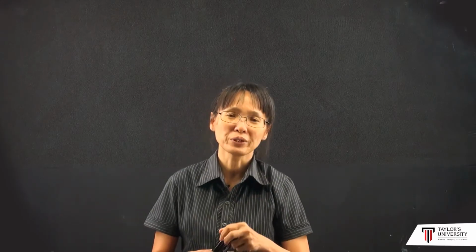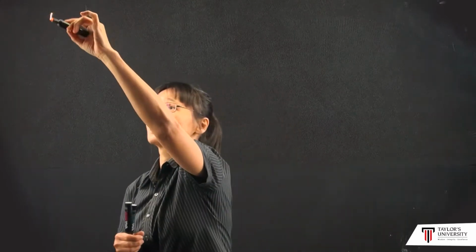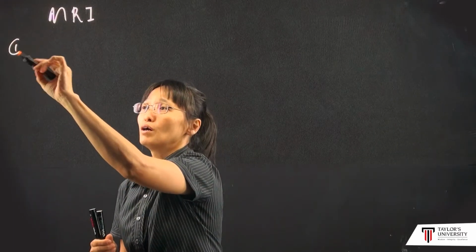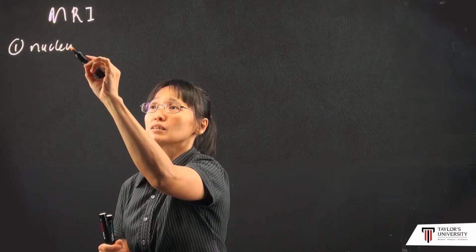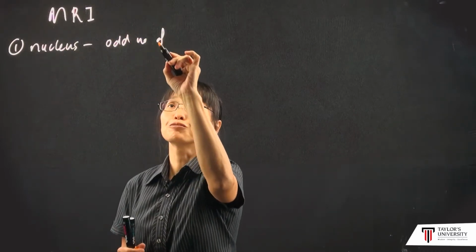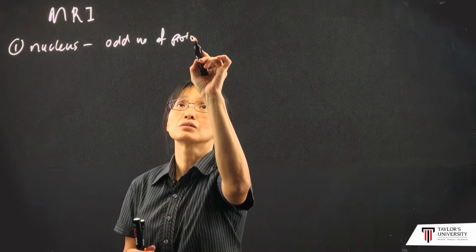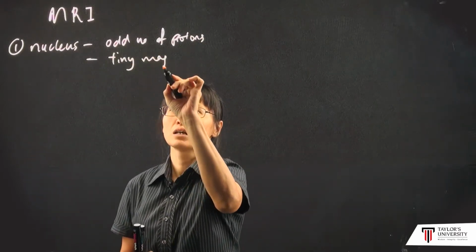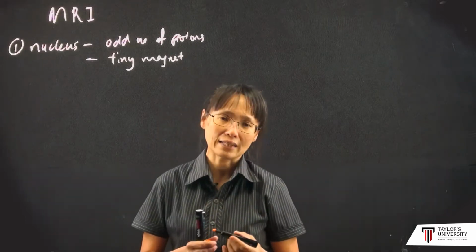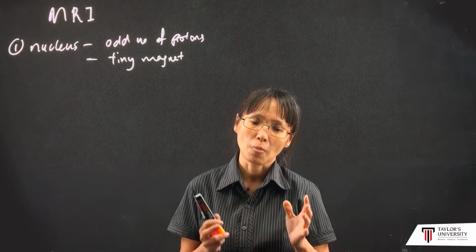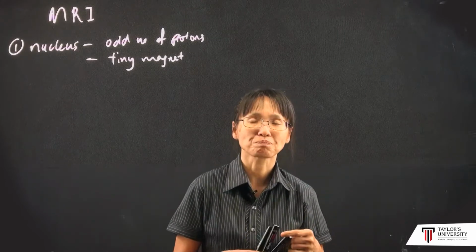Okay, so now we are going to discuss MRI, magnetic resonance imaging. Now, first of all, every nucleus with an odd number of protons behaves like a tiny magnet. It's similar to atoms with an uneven number of electrons, but now our focus is on nuclei.